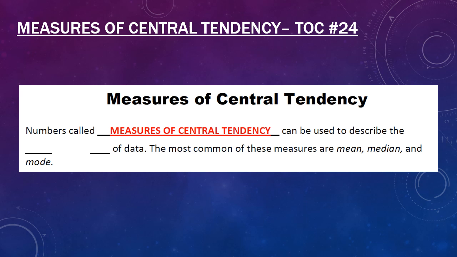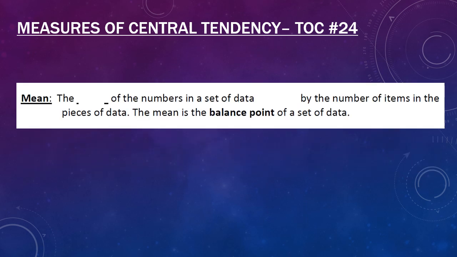Numbers that are called measures of central tendency can be used to describe the center of data. And you don't really hear it called this much. What you know them as are mean, median, and mode. I know you're all like, oh, I know a song about this. Yay, you can sing it in class. All right, let's go through some quick definitions.